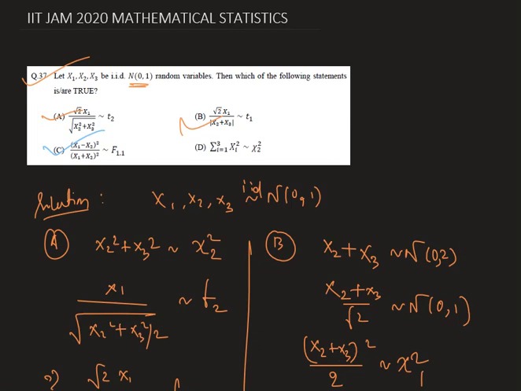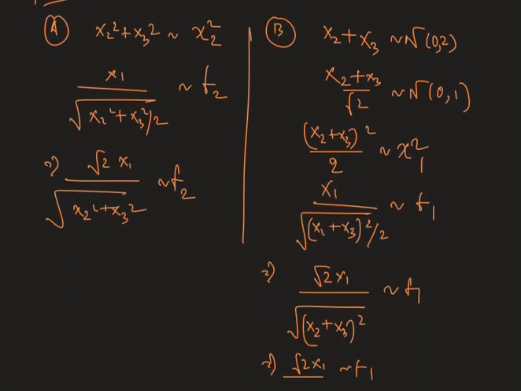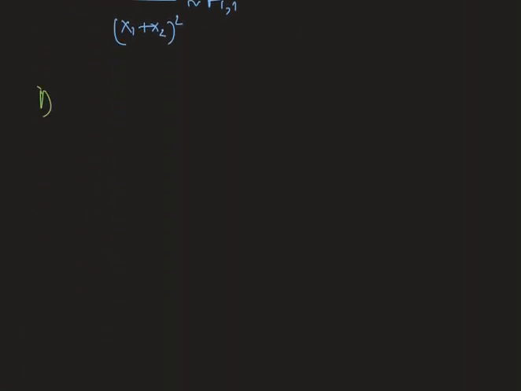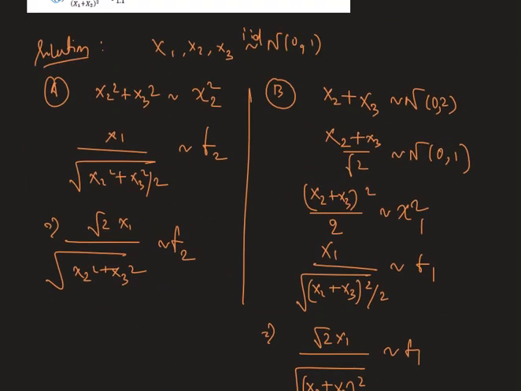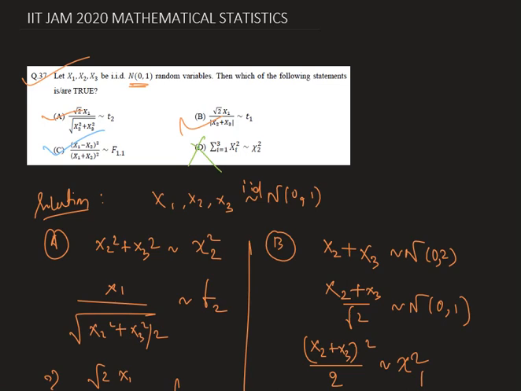Now let's check the last option, that is sum over Xi square is chi-square 2 or not. As we know that X1, X2, X3 they are IID normal 0 comma 1, hence X1 square plus X2 square plus X3 square must be chi-square 3. Therefore sum over Xi, i equals 1 to n, is chi-square 3. Therefore option D is the wrong answer. Hence only A, B and C are correct.